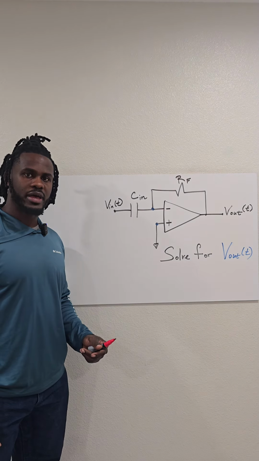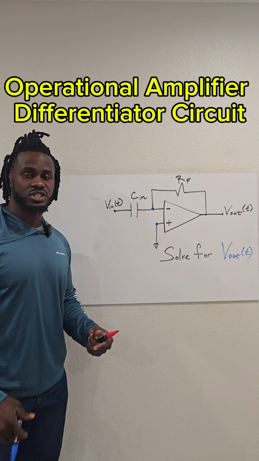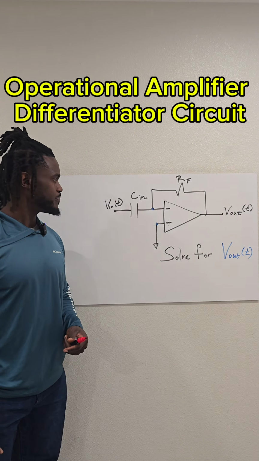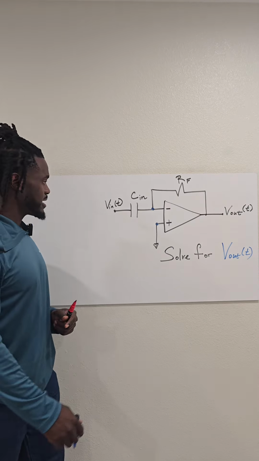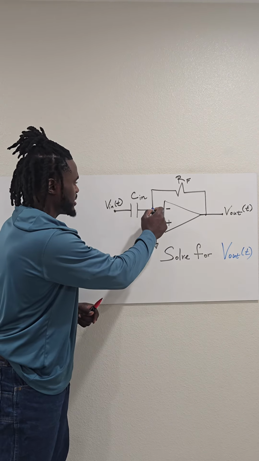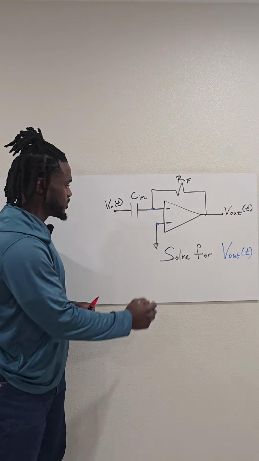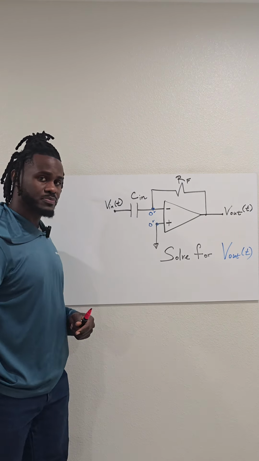Okay, let's go ahead and solve for the V out of t of this differentiator op-amp circuit. And we want to notice two things. The first being that in an ideal op-amp, the voltage here at this node has to equate to the voltage here. So if this is 0 volts, this also has to be 0 volts.